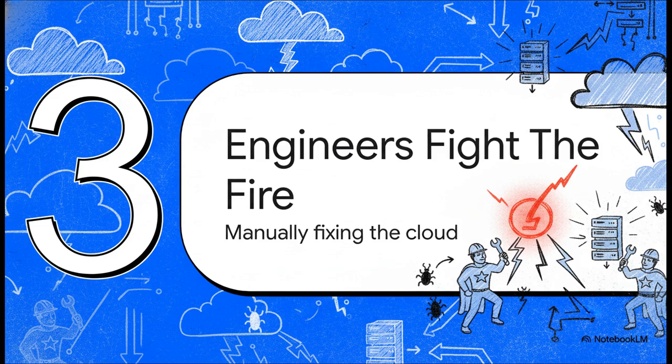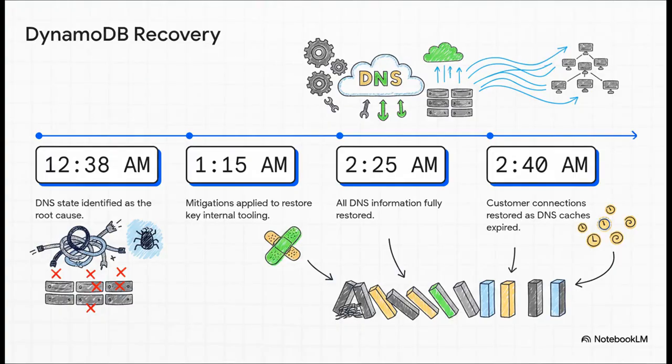And this is where the human engineers had to step in and, piece by painful piece, manually put the whole thing back together. So the first big battle was just getting DynamoDB back online. It took them about an hour, but they identified the empty DNS record as the cause. By 2:25 a.m., they had the DNS info fully restored, and by 2:40, as DNS caches around the world finally updated, the service started to reappear. Step 1 was finally complete.